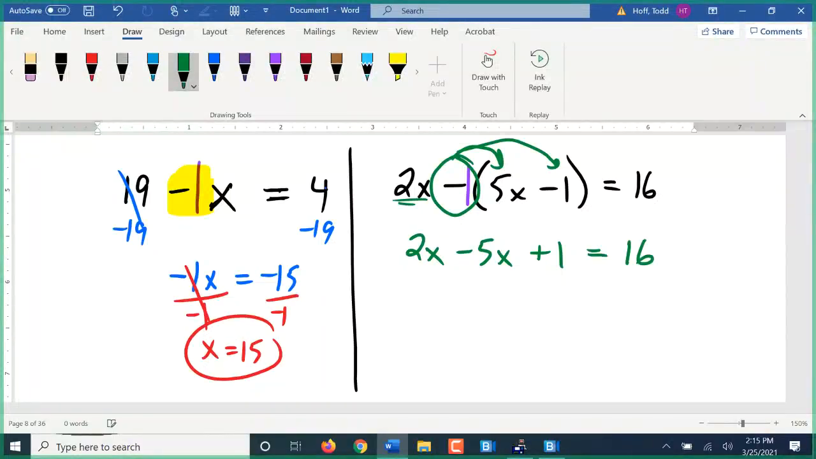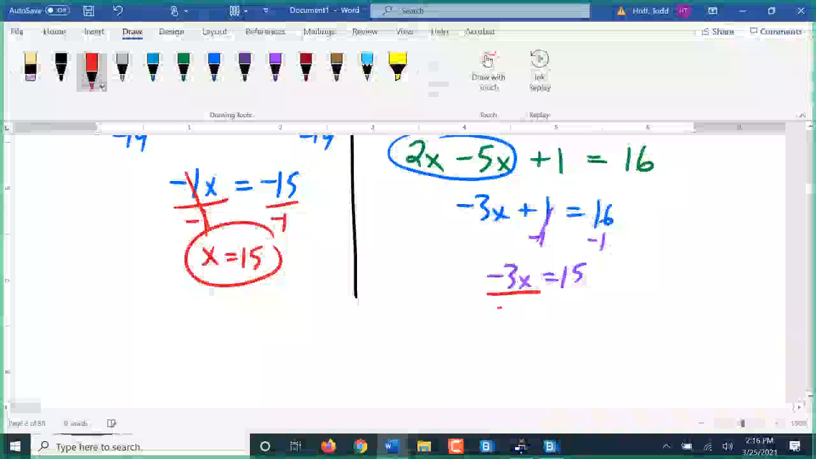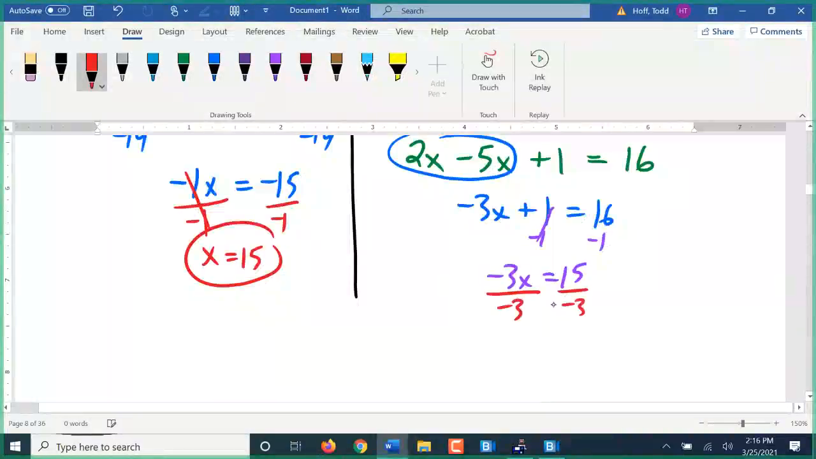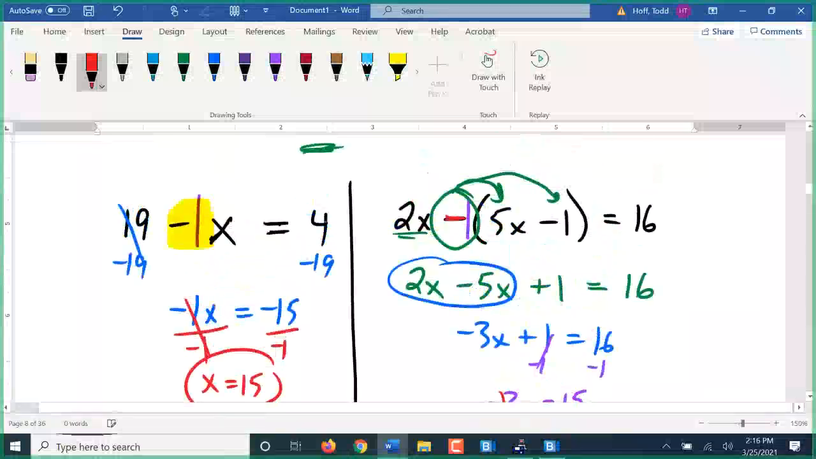Nothing's happened there yet. Now we can combine here. 2x and a -5x make a -3x. Plus 1 equals 16. Now we're ready to solve. We'll subtract 1. We have -3x equals 15. And we divide by the -3. X equals -5.